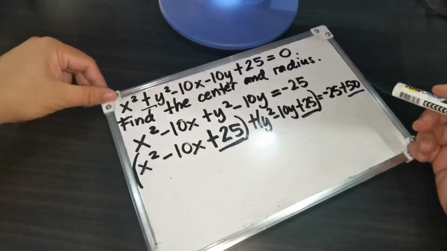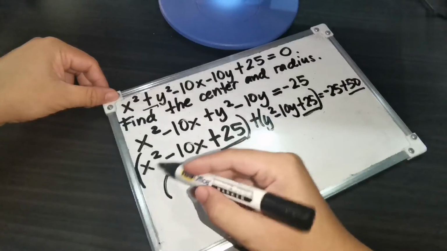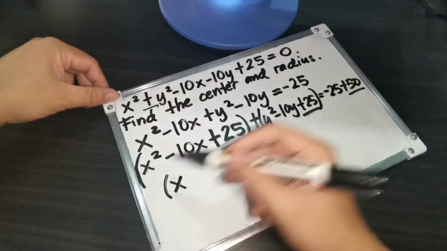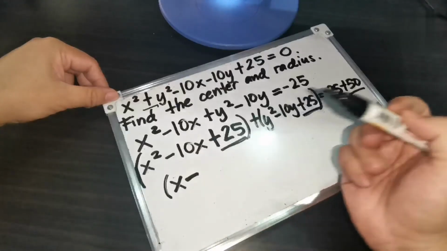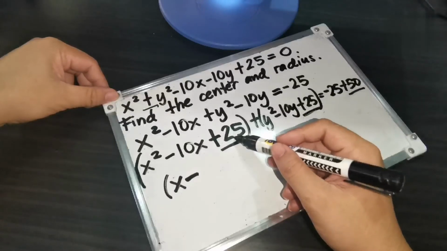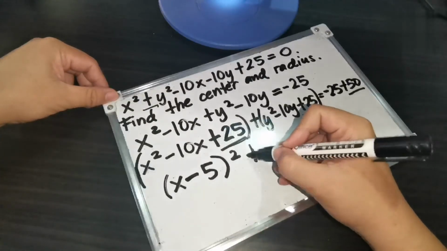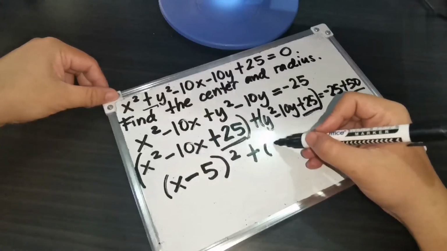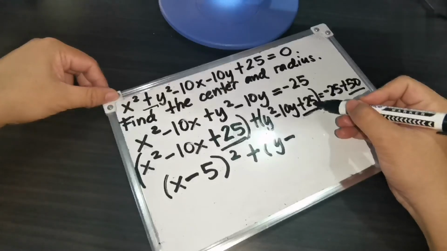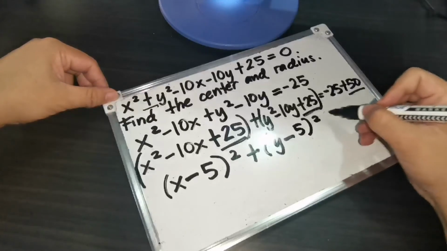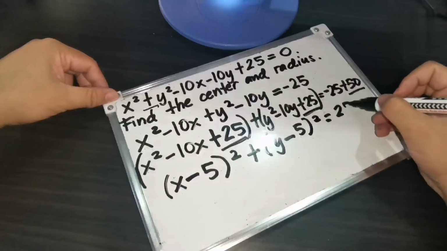Now, let's simplify by applying the concept of special product. We copy the first variable, x, and whatever the operation is here, we copy it, so that will be minus. If we take the square root of this 25, that will be 5 square, plus, we copy the y variable and the operation, minus, and take the square root of this one, that will be 5 square, is equal to negative 25 plus 50, so that will be positive 25.